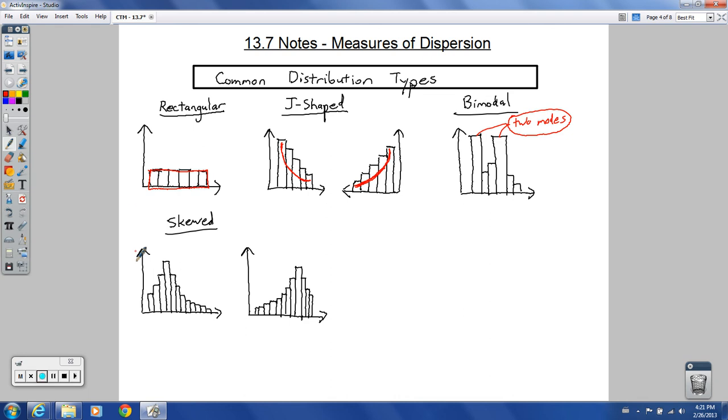And so I want you in your different color to draw something like this, and notice how this one kind of goes down like that, and this one is the same sort of thing as that, but just reflected the other way. So this one is skewed to the right over here, and this one is skewed to the left. So this is the tail part here, this is the tail part here. The way the tail is going is the way that it is skewed.